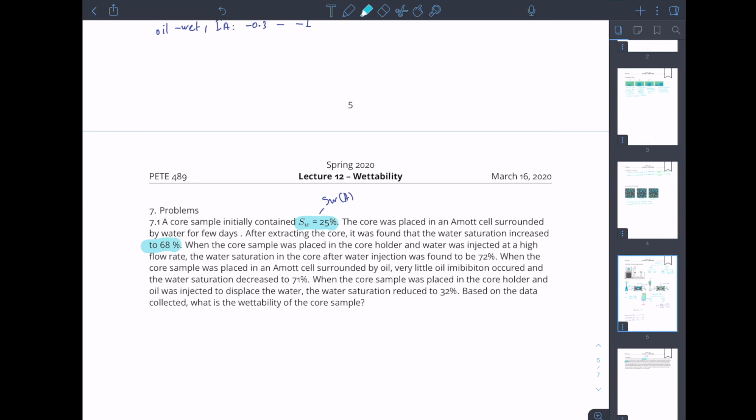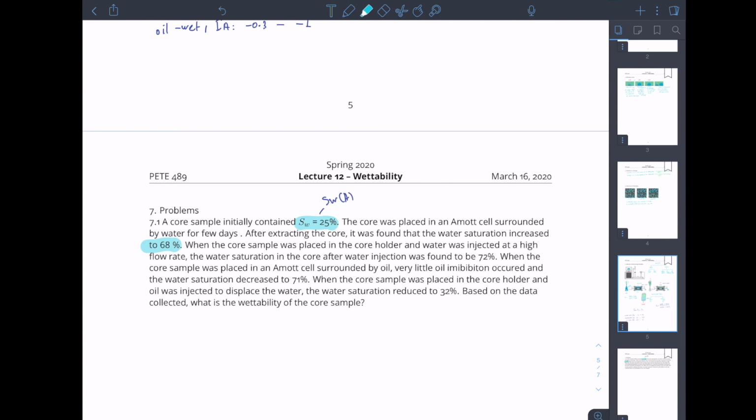And then when the core sample was placed in an Amott cell surrounded by oil, very little oil imbibition occurred and the water saturation decreased to 71%. When the core sample was placed in the core holder and oil was injected to displace water, the water saturation reduced to 32%. Based on the data collected, what is the wettability of the core sample?